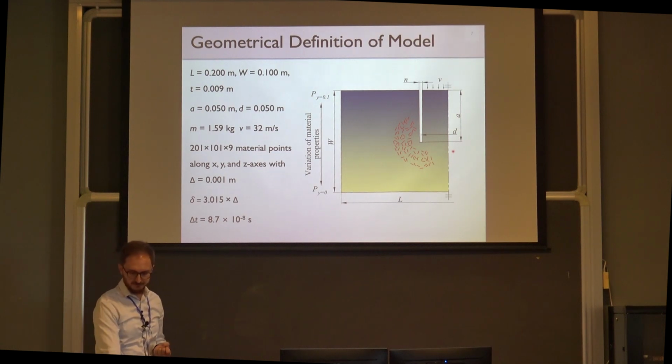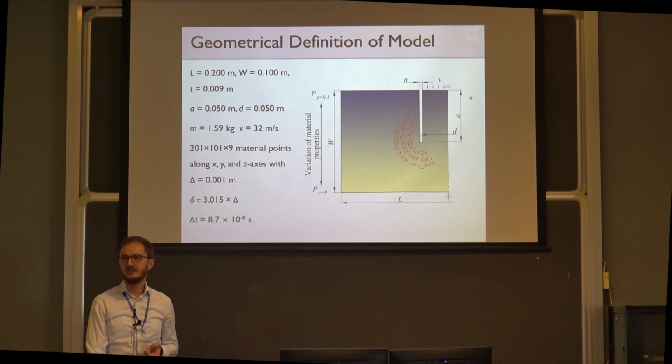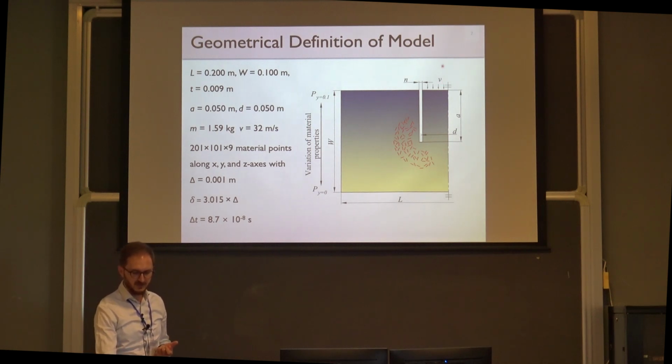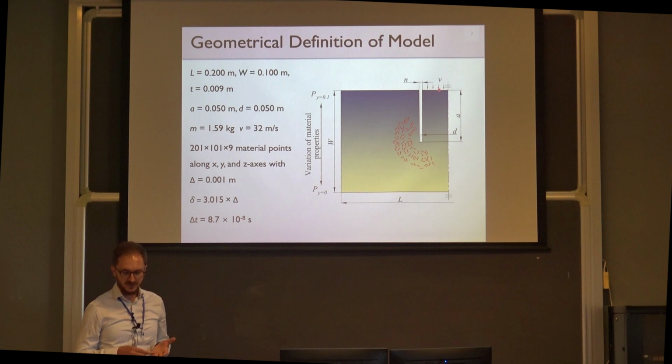During simulations, the structure is assumed to be traction-free and at rest. We also assume the projectile is a rigid body. It's coming from the top of this side, and we applied a constant velocity to this projectile. It's about 32 meters per second.